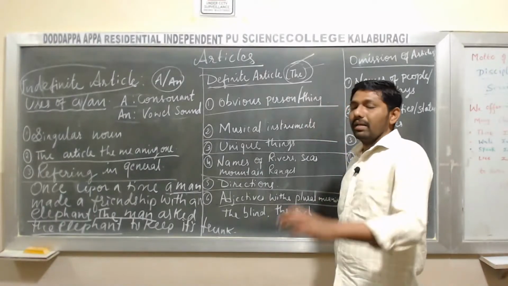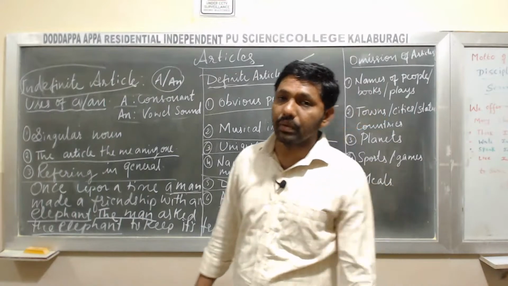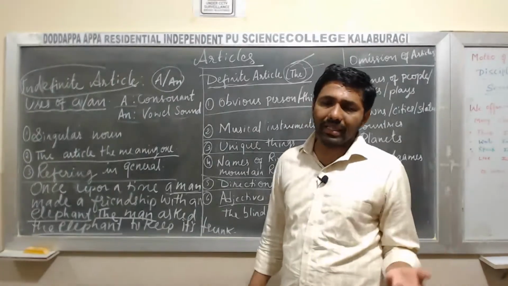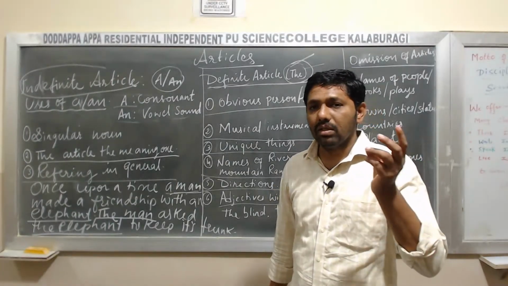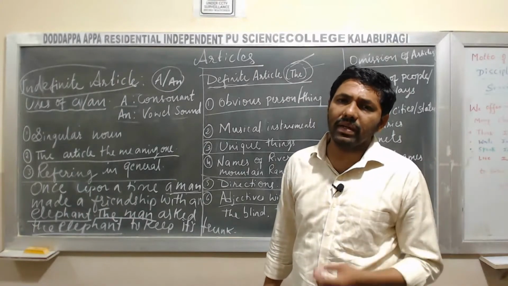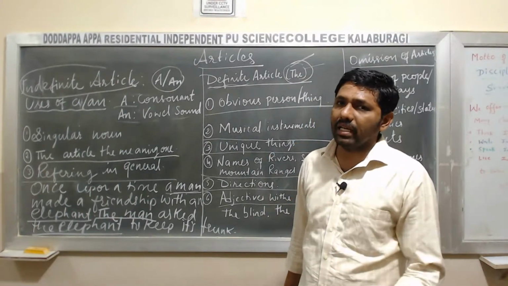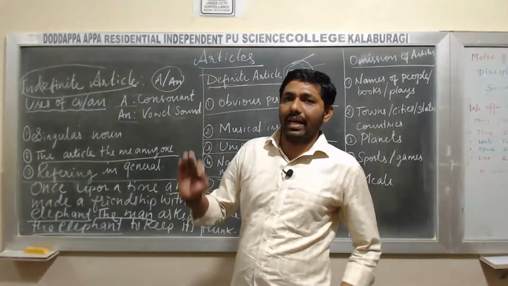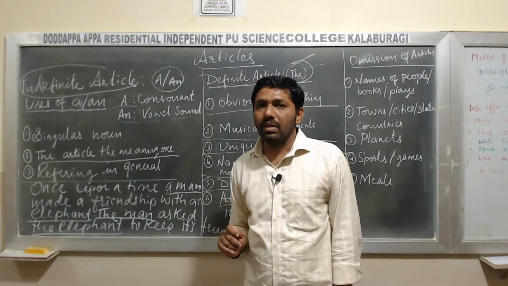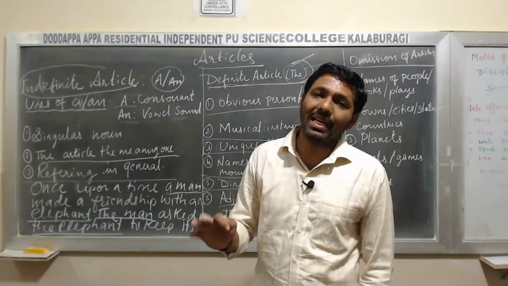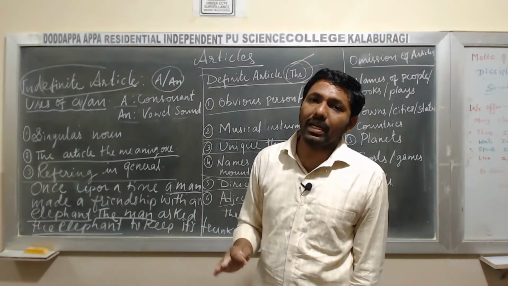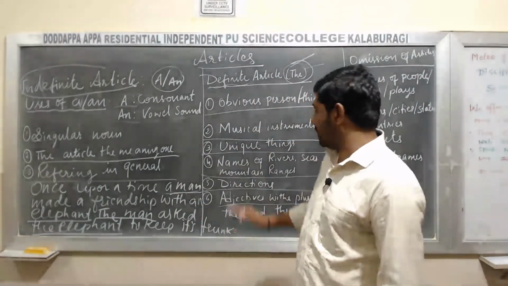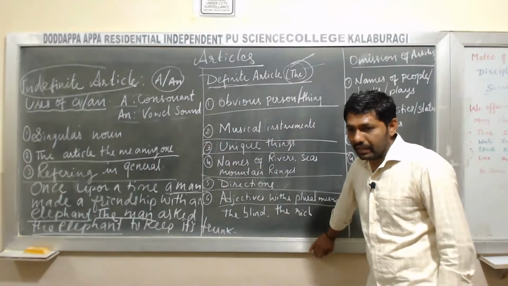Apart from this, we should also use the with the superlative degrees. As we know, there are three types of degrees: positive degree, comparative degree, and superlative degree. With the third degree, we should use the most. He is the most handsome person in the class, the most beautiful thing, the most energetic. With the superlatives, the greatest, the smallest. So we should always use the with the superlatives.